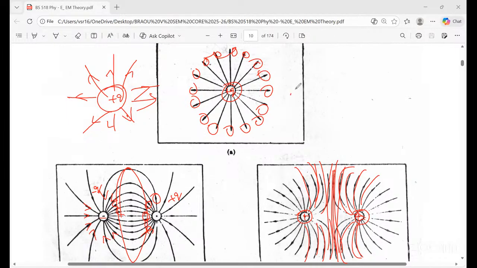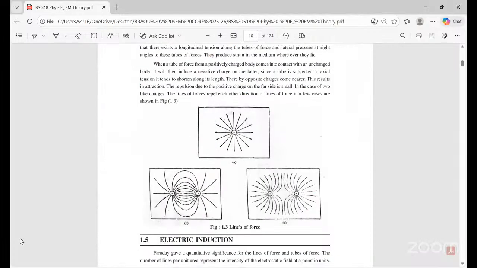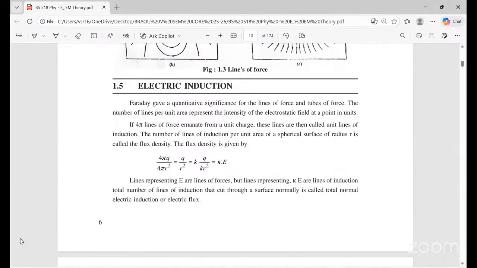This is a positive charge, first figure. Second figure is the unlike charges, they may attract each other. This is the third figure. This is indicating like charges, which may repel each other. With respect to the figures, you need to project.